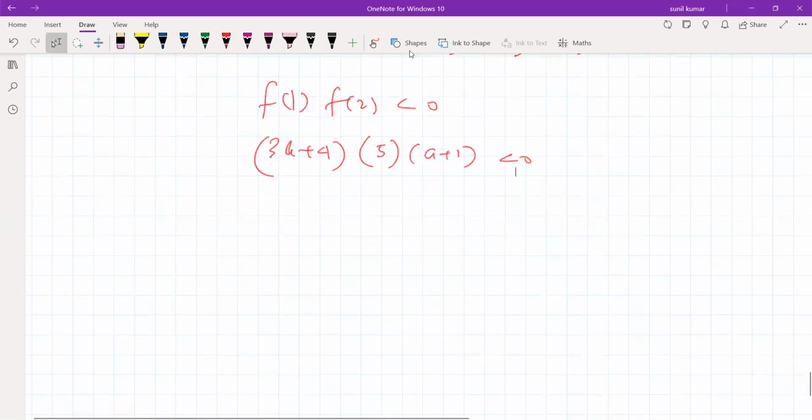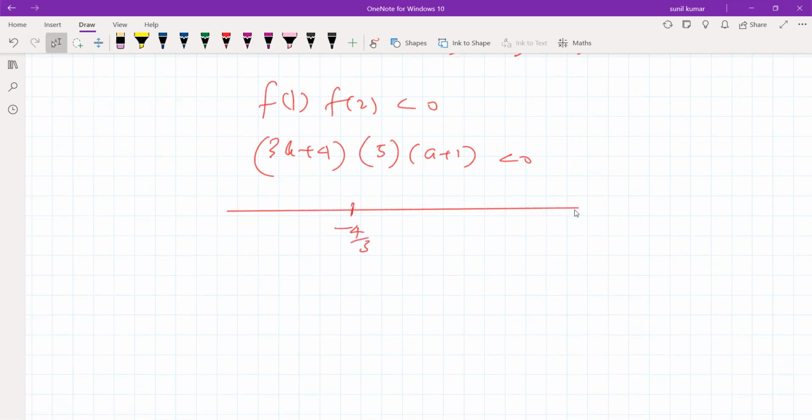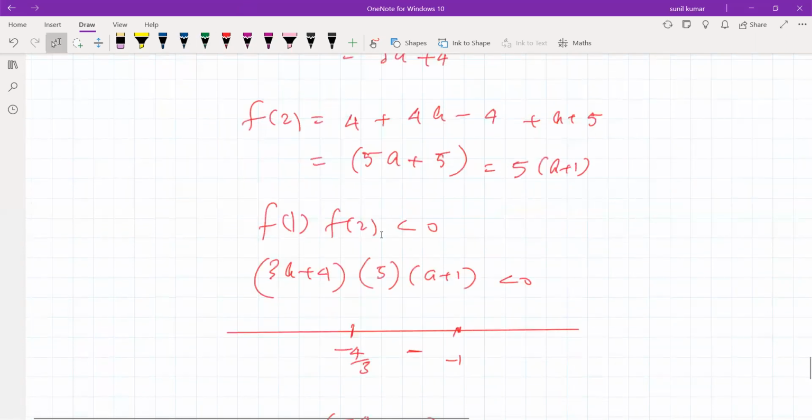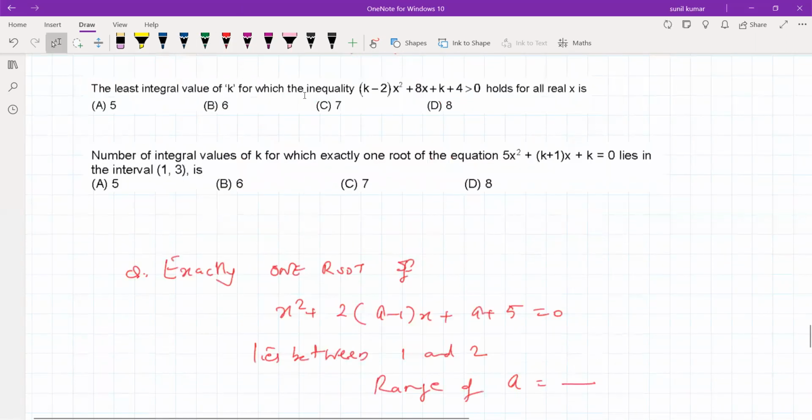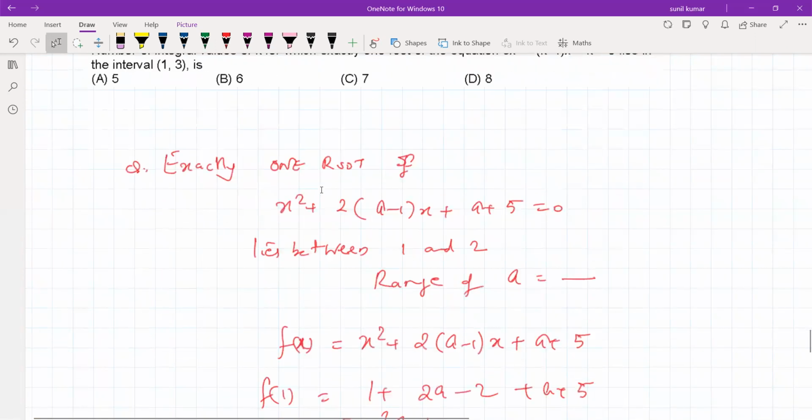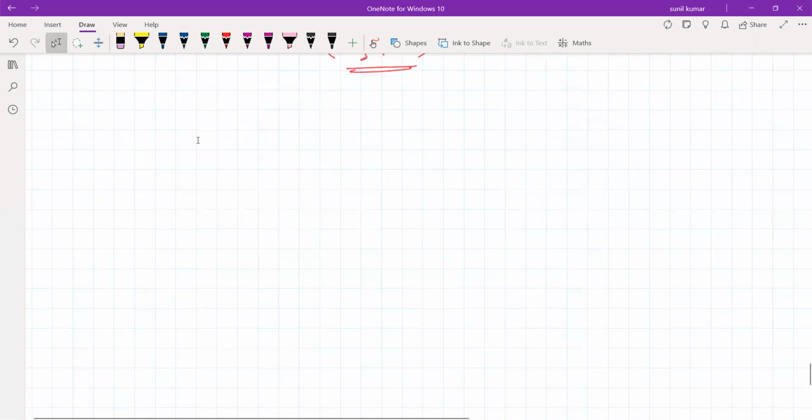So here we are going to use the wavy curve. You know that minus 4 by 3 is magnitude is more than 1. This is minus 1. So the negative region is minus 4 by 3 to minus 1, that is the answer to that. Now we are going to do the second one also. Yes, that second one answer.